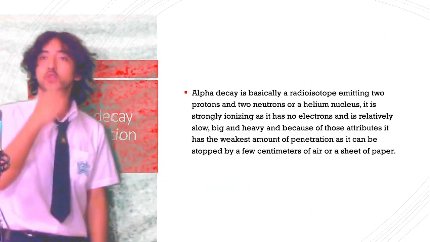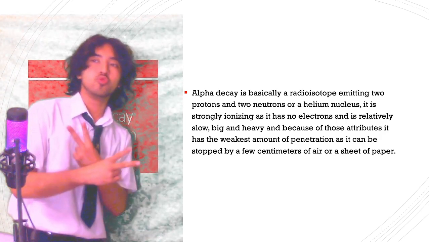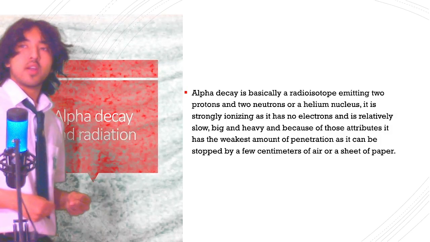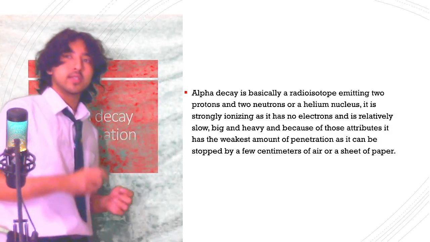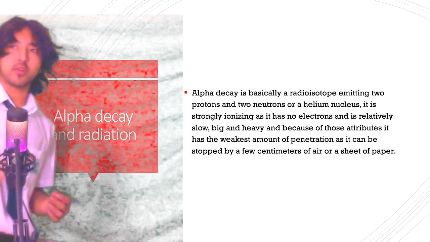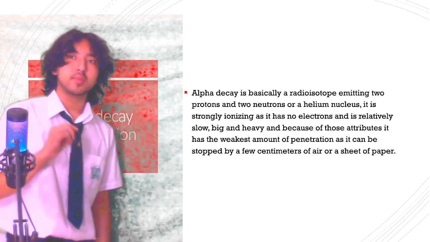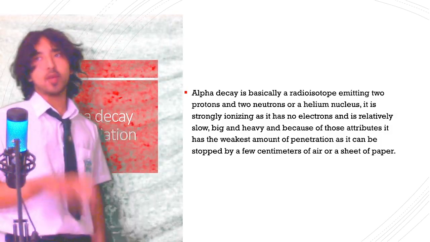Alpha decay and radiation. Alpha decay is basically a radioisotope emitting 2 protons and 2 neutrons, or a helium nucleus. It is strongly ionizing as it has no electrons and is a relatively slow, big, and heavy particle. Because of these attributes, it has the weakest amount of penetration and it can be stopped by a few centimeters of air or a sheet of paper.